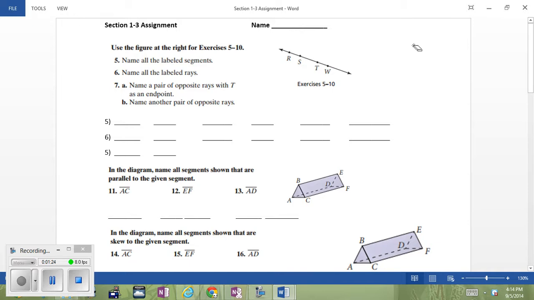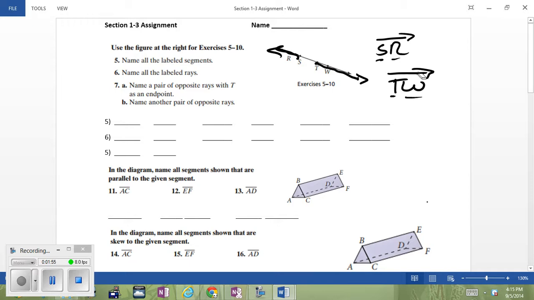But now when we start talking about rays, it does matter how we name them. To name this ray SR, that means it starts at S and goes in the direction of R. So that's this piece of the line. That's ray SR, that piece of the line. So then this should be ray what? TW. And it says it starts at T and moves towards W.